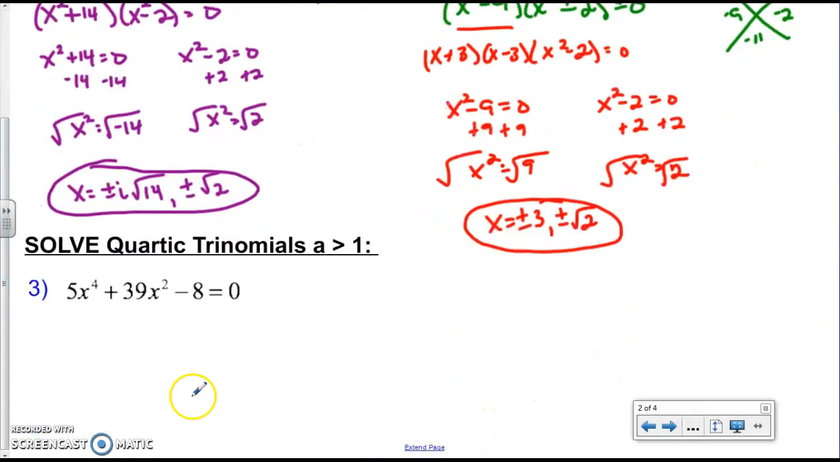Okay, last one here, no GCF, 3 terms. I'm going to do my x again, but because there's that number out front, that leading coefficient, I need to use AC split. So 5 times negative 8 is negative 40.